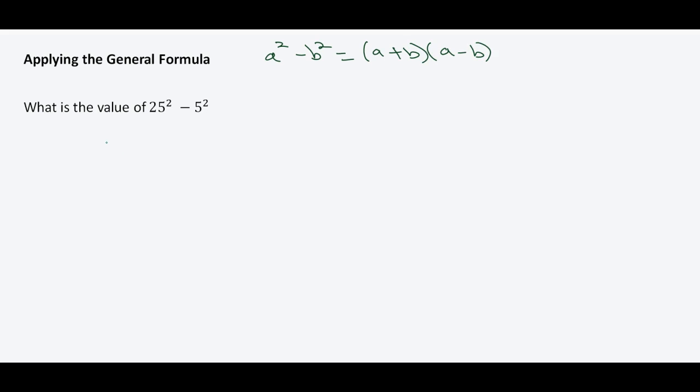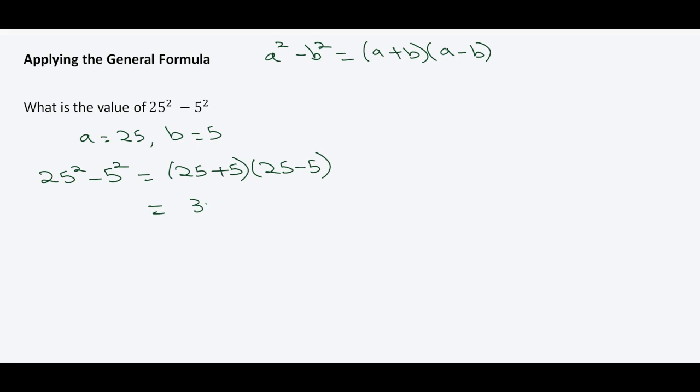And then the final example, we have a squared minus b squared equal to a plus b multiplied by a minus b. In this case, a is 25, b is 5. So 25 squared minus 5 squared is going to be equal to 25 plus 5 multiplied by 25 minus 5, which is equal to 30 multiplied by 20. So we have 3 times 2 is going to be 6. We put the 2 zeros at the end. So this is the application of the difference of two squares.